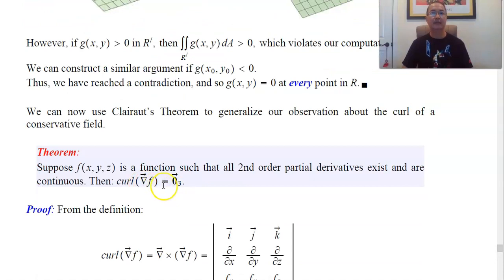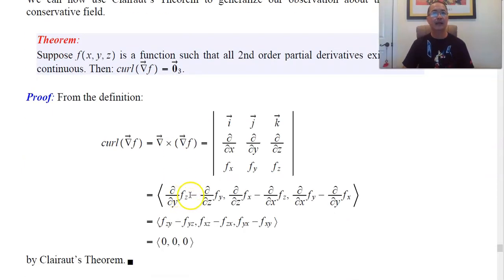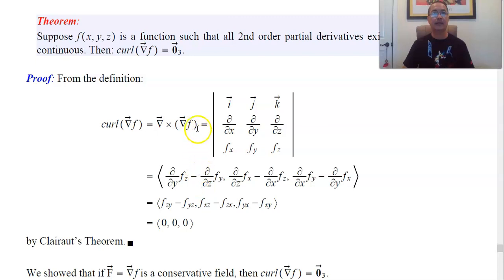That is exactly what we need to show that if you have a scalar function where the second order partial derivatives all exist and are continuous, then the curl of that gradient function has to be the 0 vector. So, it's basically just how to implement the curl. Remember, you take the cross product of the del operator with the partials, fx, fy, fz. Remember, we put them at the bottom.